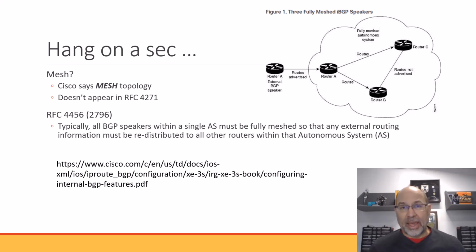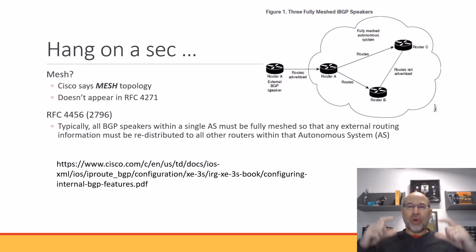So, the language of a mesh topology. If you're looking at the Cisco docs like I was, then you come across mesh topologies all over the place. But the word mesh does not appear in RFC 4271 at all. So how would you know that? Well, one of the companion documents that you should read if you're trying to get a handle on your BGP topology is RFC 4456, previously 2796.